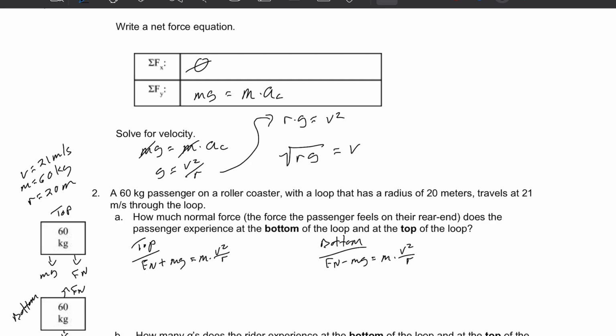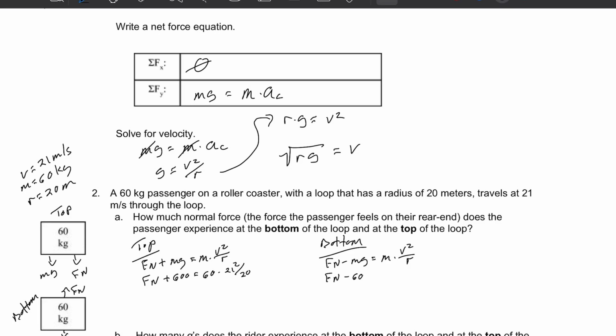r. We went ahead and put it in terms of v because that's the information we have over on the left side. We have v and we have r, so just put in those terms. Plug in the numbers we know. mg would be mass times 10 is equal to mass of 60 times velocity, which is 21. We're going to square that and then divide by radius of 20.